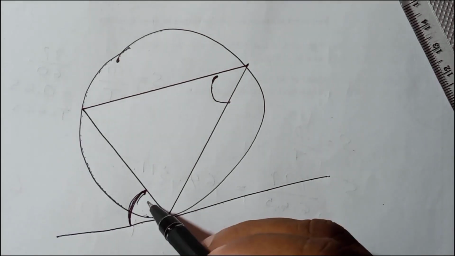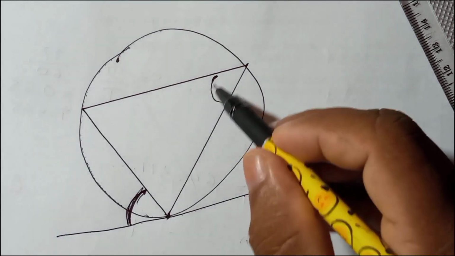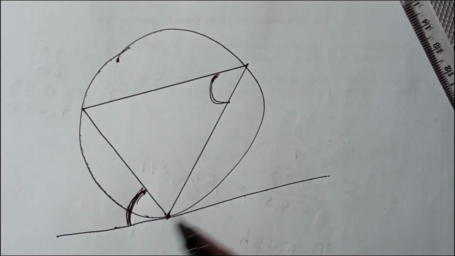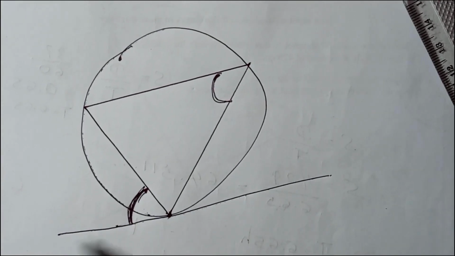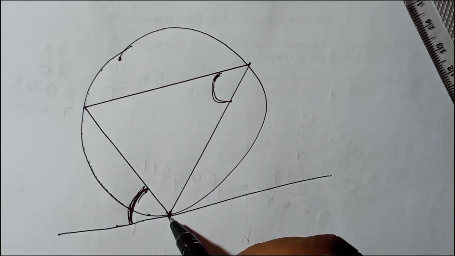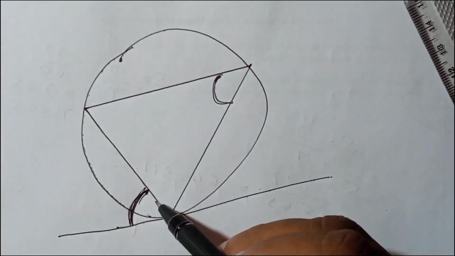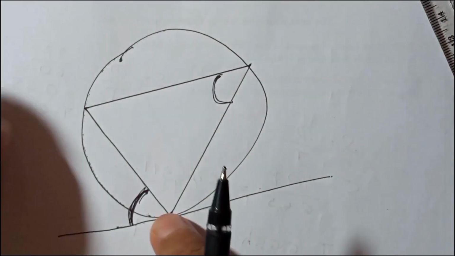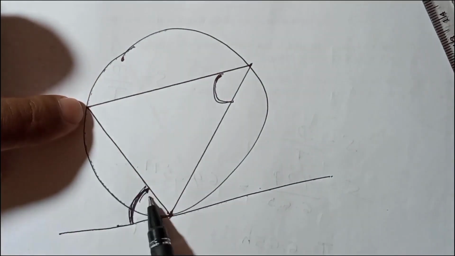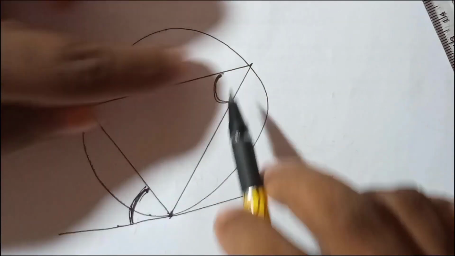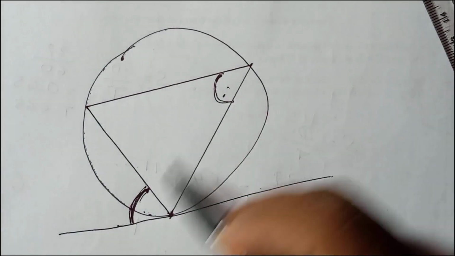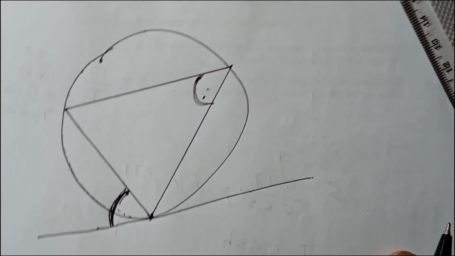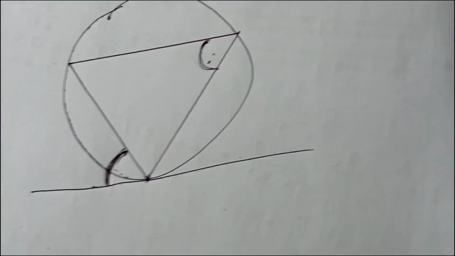Now this one equals this one, but here it needs to be a tangent. At the tangent point, you need to make a chord. That chord subtends the angle. This is the chord. This chord subtends the angle. Here, these two are equal. So that theorem we can use.